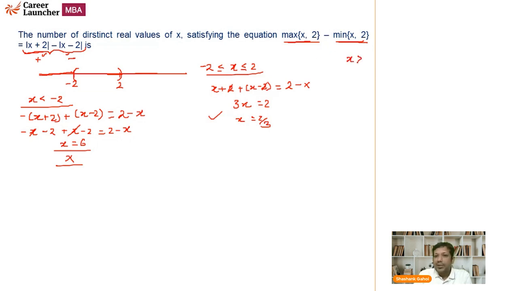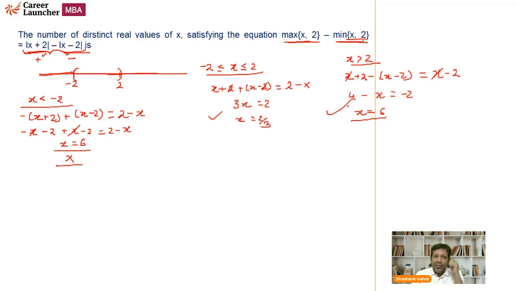Now, if x is greater than 2, then this is positive as well as this is positive. So I am going to get x plus 2 minus x minus 2. And if x is greater than 2, then between x and 2, which value is greater? X. Now here, which value is smaller? That is 2. Okay. So I can say that, sorry, x cancels out. So I'm going to get 2 plus 2, 4 minus x is equal to minus 2. So from here, I can say that x equal to 6. Is it greater than 2? Yes.